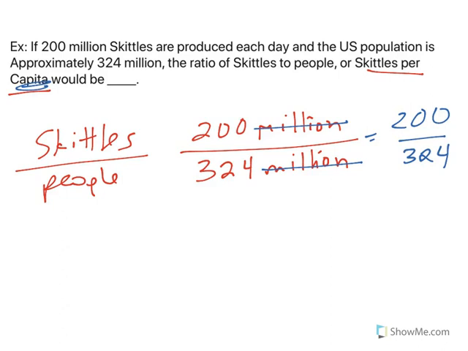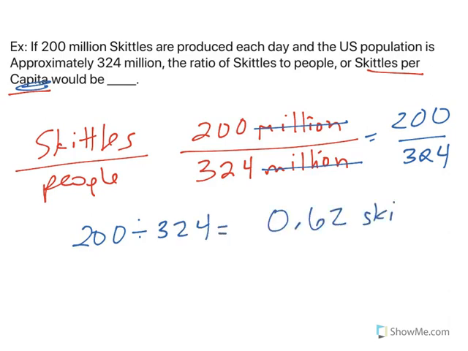But that's not per capita. Per capita means per one person. So I'm going to divide that, numerator divided by the denominator, and I end up with 0.62 Skittles per person produced each day.